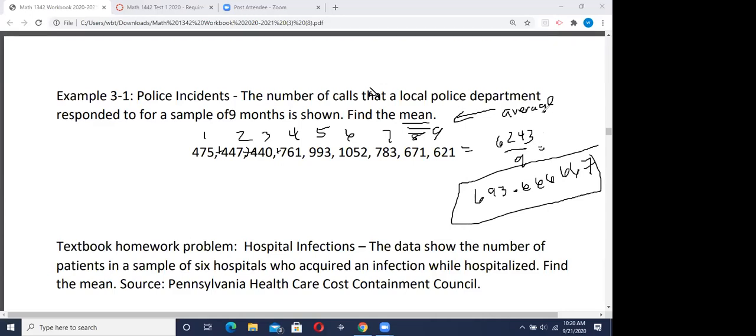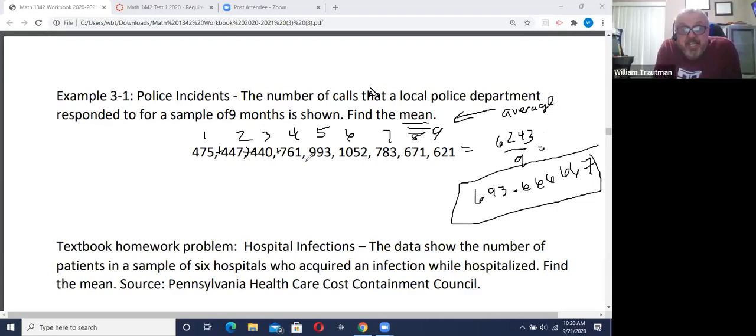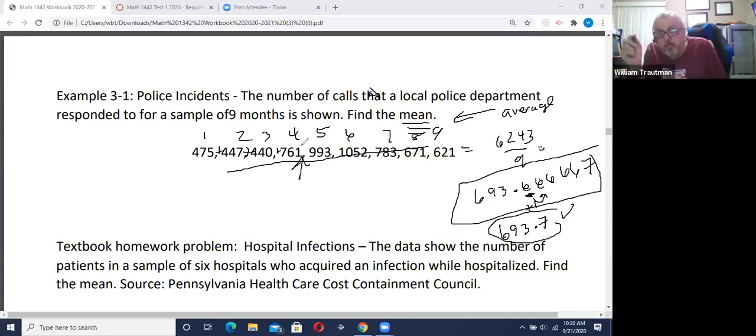We have to round it, right? Since there's no decimal place in the data, we can take it to 1 decimal place. So you look to the right of that decimal place you're going to round it to. 5 or more, you can add 1 to the decimal place. And my answer is actually 693.7. The answer has to be 1 decimal place more than the data. So that would be the answer.